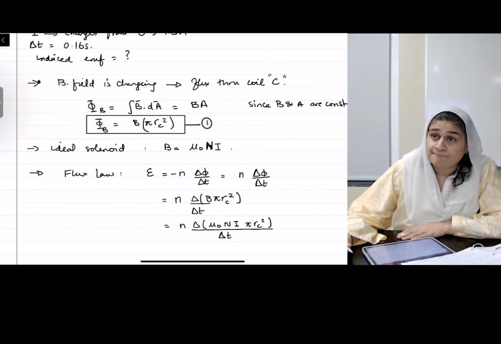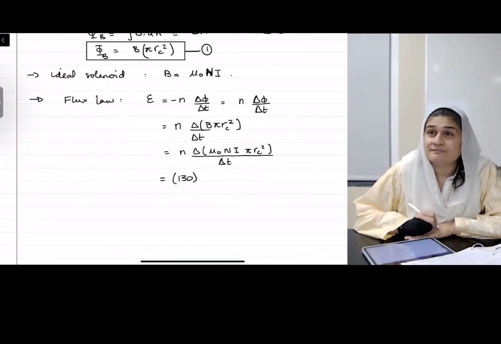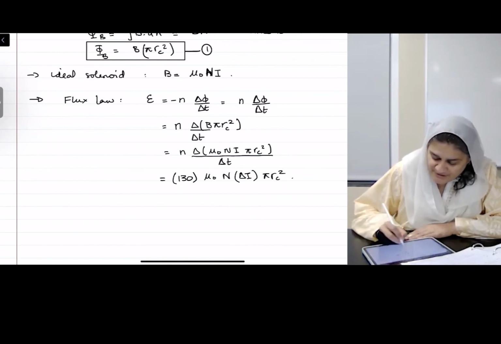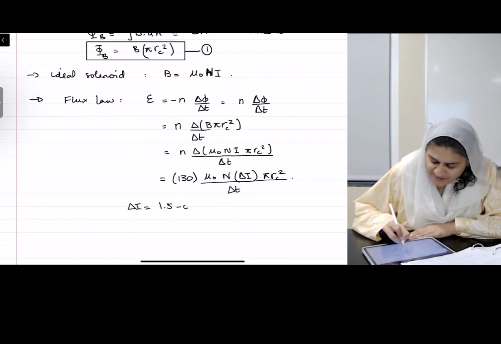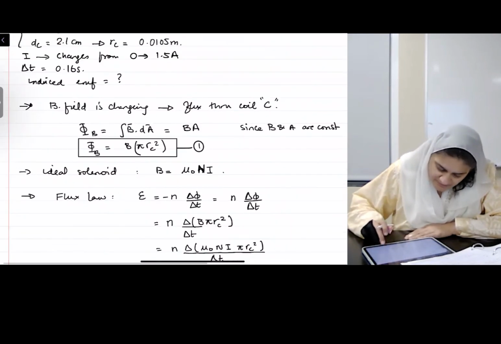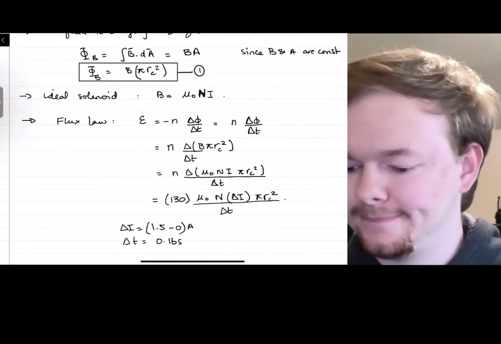So far, so good. Do I have a value for N? 130 turns? Do I have a value for mu naught? Do I have a value for N? Do I have delta I? Do I have pi? Do I have RC squared divided by delta T? So what was delta I? 1.5 minus 0 amps. And what was delta T? 0.16 seconds. Yep. Do I literally have everything I want?